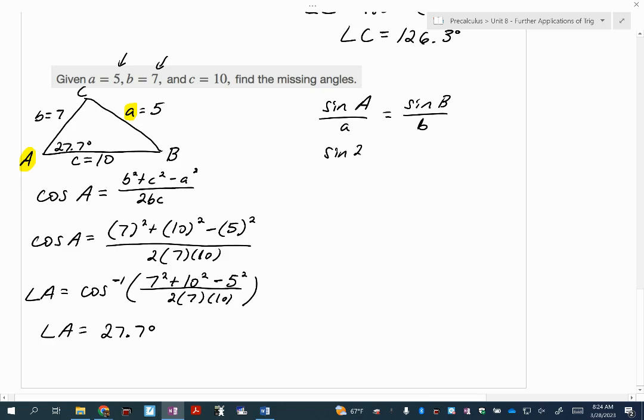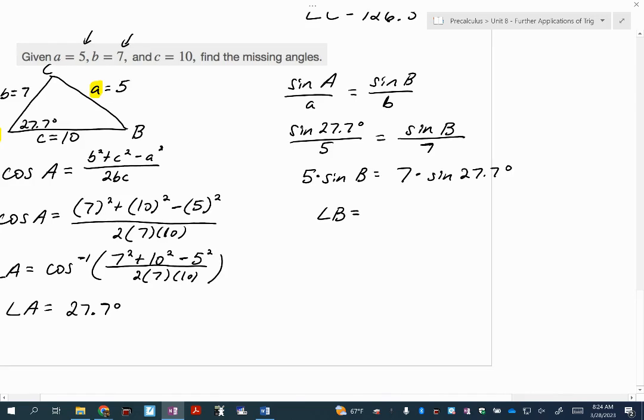So the sine of 27.7 degrees over 5 equals the sine of the angle I'm solving for over 7. Cross multiply. So 5 times the sine of B equals 7 times the sine of 27.7 degrees. Now again, I'm going to do what I did on the last one and do this kind of in one step here, even though it's really two. I move the 5 over with division, so I get this fraction.